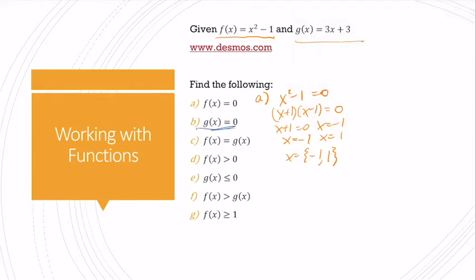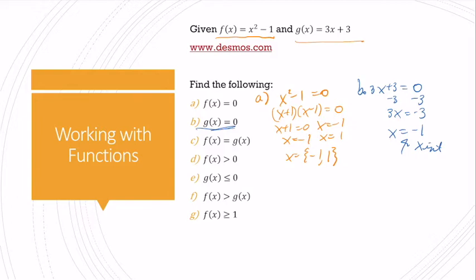Let's change colors. Let's go ahead and find g of x equals 1. So if I have 3x plus 3 equals 0, I can subtract 3 from both sides. I get 3x equals negative 3. So x equals negative 1. What this is, again, is our x-intercept of the graph of this line.